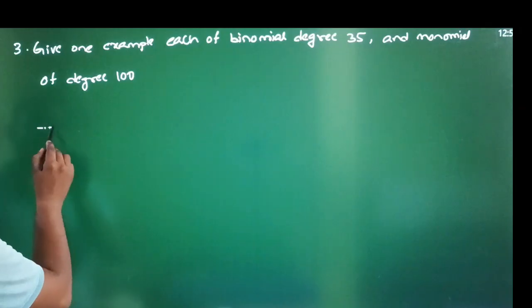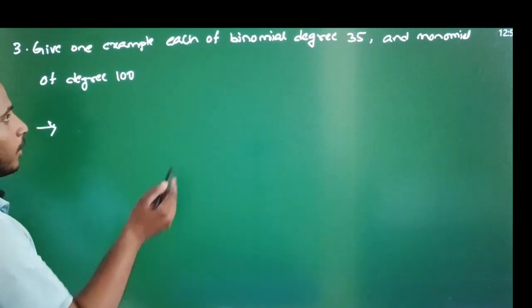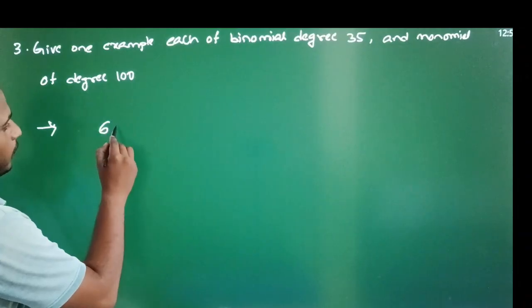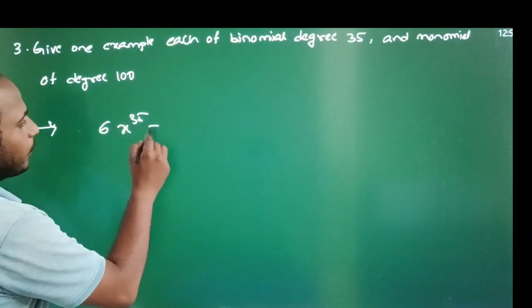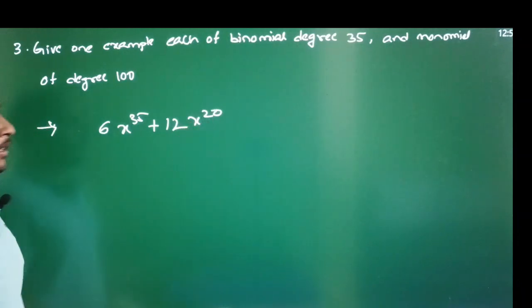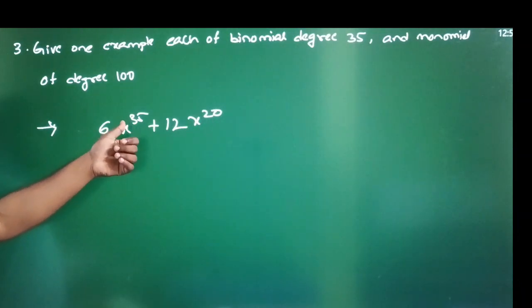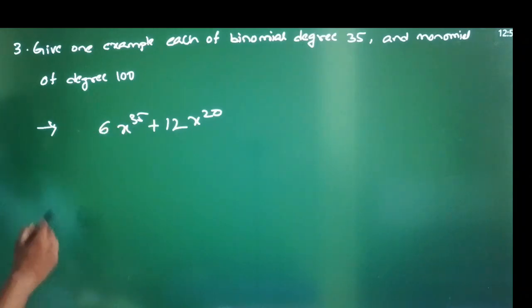Now, binomial means there are two terms in the expression. With degree 35: 6x to the power of 35 plus 12x power 20. This is a binomial. Here two terms are there. Here the highest power of x is 35, so the degree is 35.